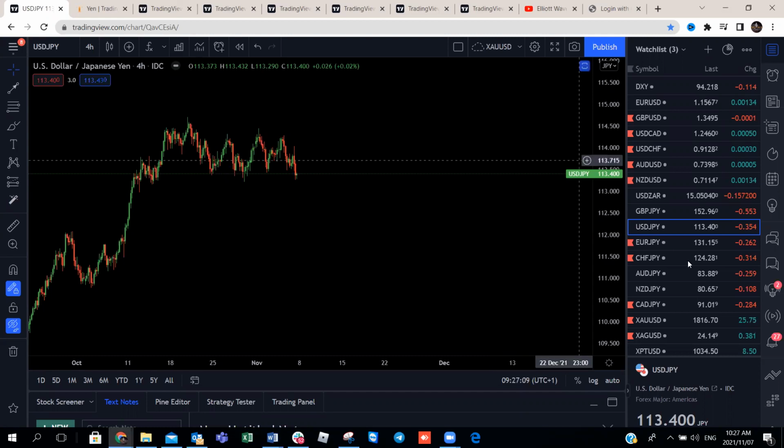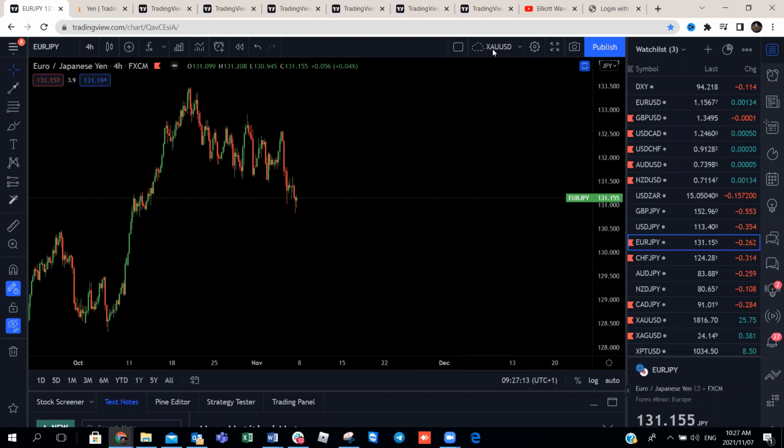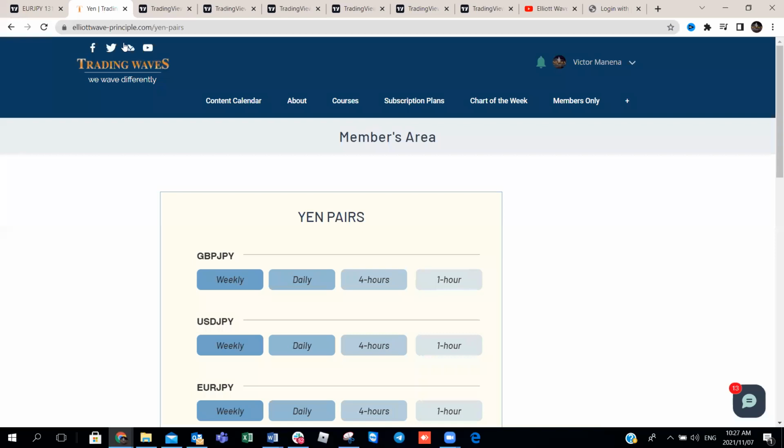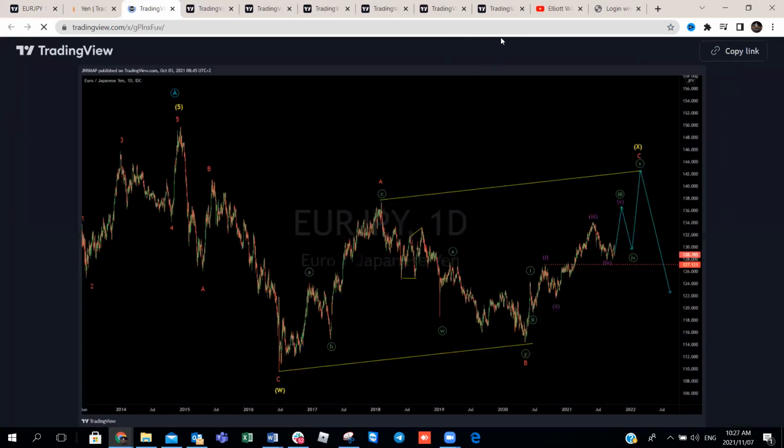Short-term bearish, long-term bullish. Euro yen, we also look for euro yen to just simply give us a three-wave pullback here. But euro yen may have completed its move to the upside. Let's have a look at that euro yen daily chart. I can show you this one now because this was done a while back.